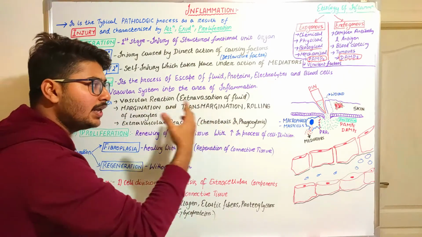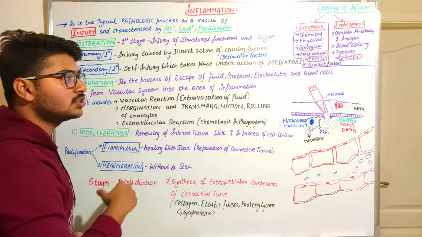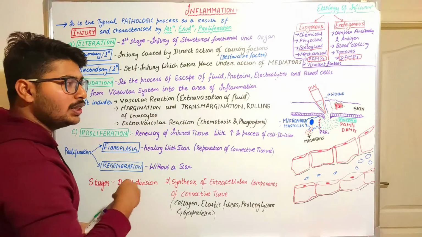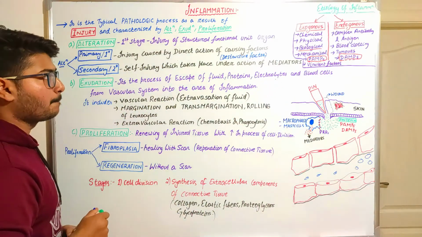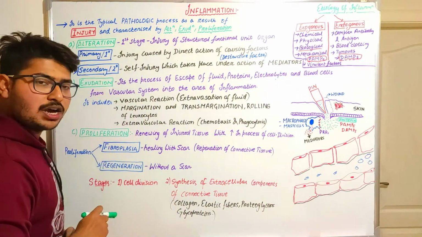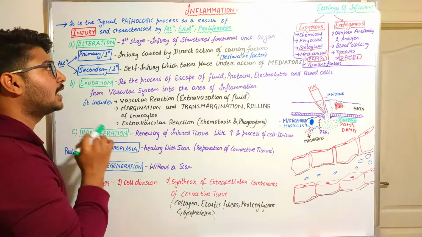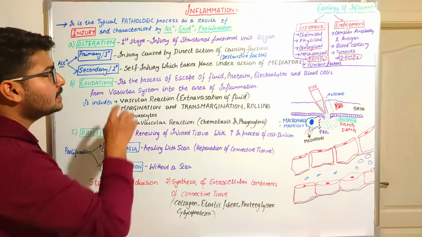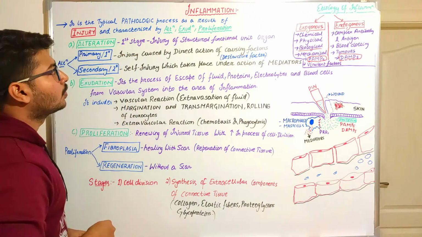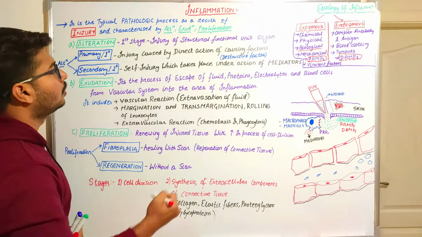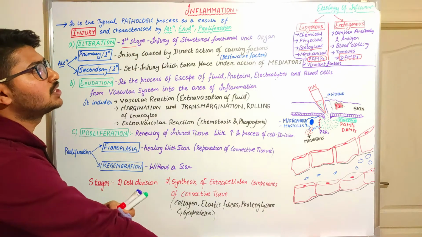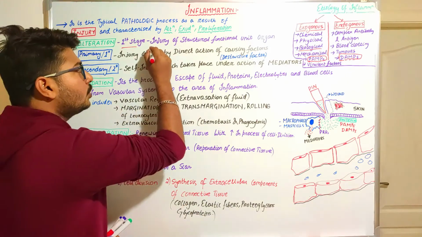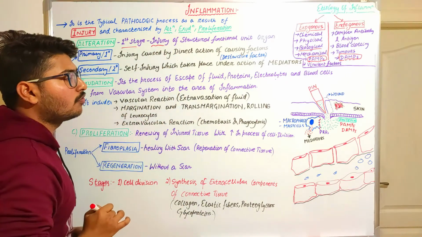So what are the clinical signs or clinical manifestations that we are going to see when a sudden pin damages the skin? The first process that occurs is the alteration. What is that? It is the first stage of injury of the structural functional unit of the organ.